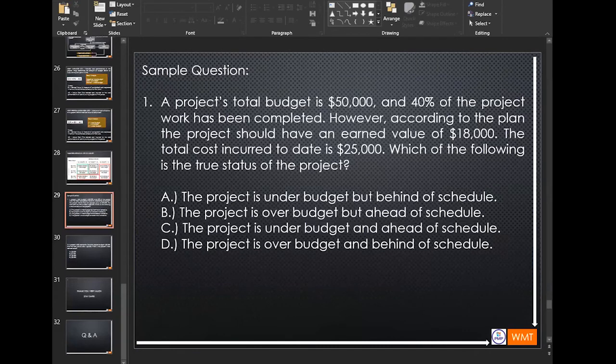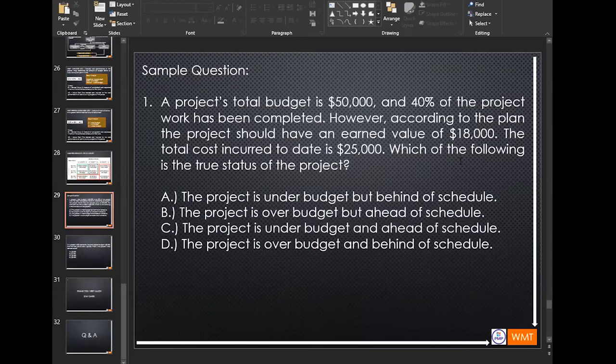So, sample question number 1. The project's total budget is 50,000, and 40% of the project work has been completed. However, according to the plan, the project should have an earned value of 18,000. The total cost incurred to date is 25,000. Which of the following is the true status of the project?